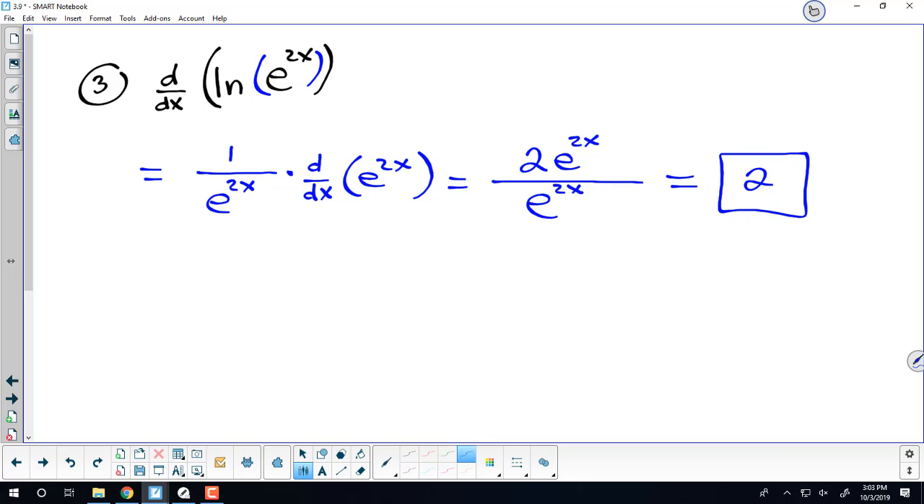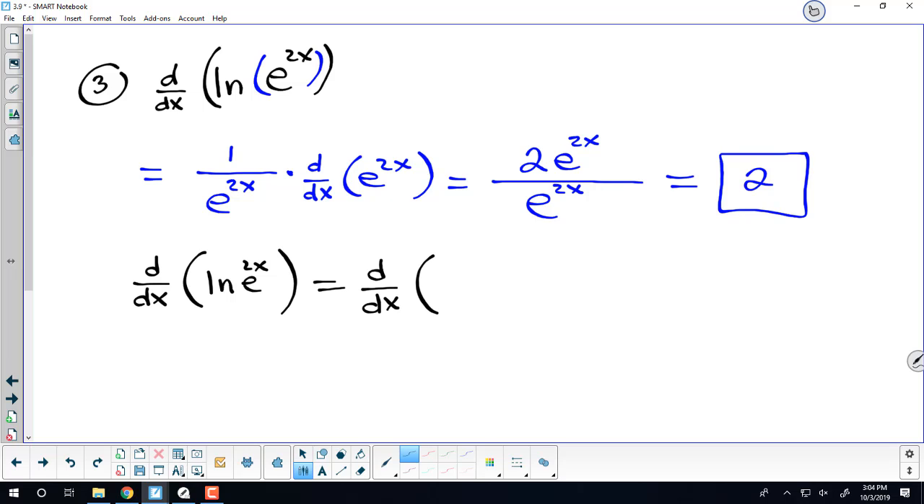The natural log and e to the power of x are inverses. The natural log of e to any power is just the power itself. That's like taking the square root of x squared, or the cube root of x to the third. They're inverses. So honestly, we could have saved a lot of time and said that this function on the inside is just 2x, and the derivative of 2x is 2.